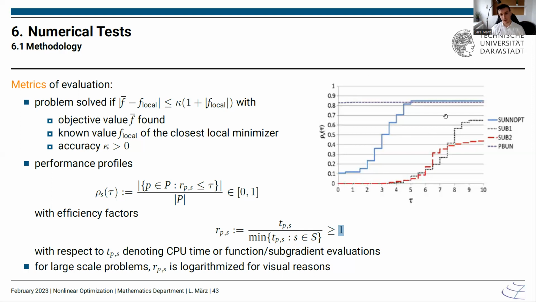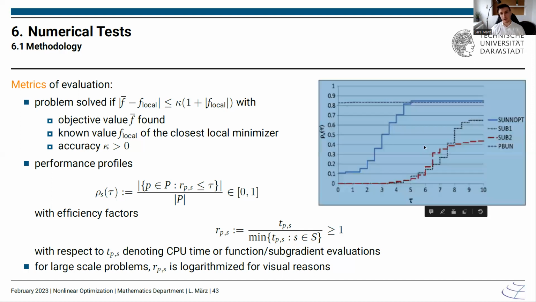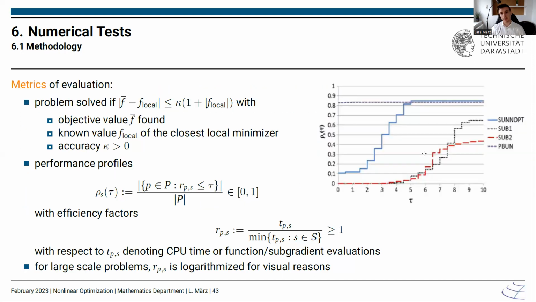Meaning what you want is, in that graphic here, you want this curve to be starting very high up, because that's the share of problems where this algorithm is the most efficient among all of them. And you want them to rise steeply.